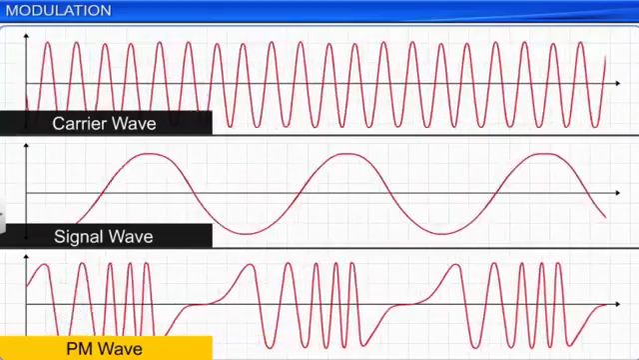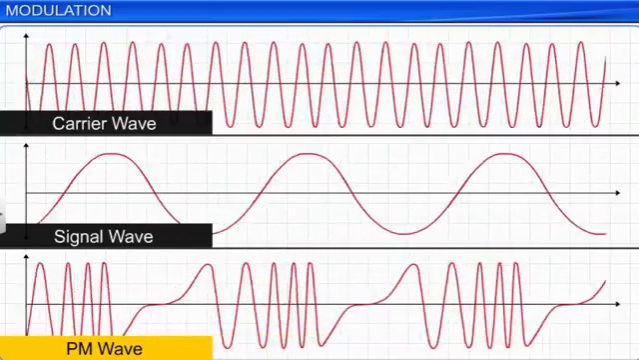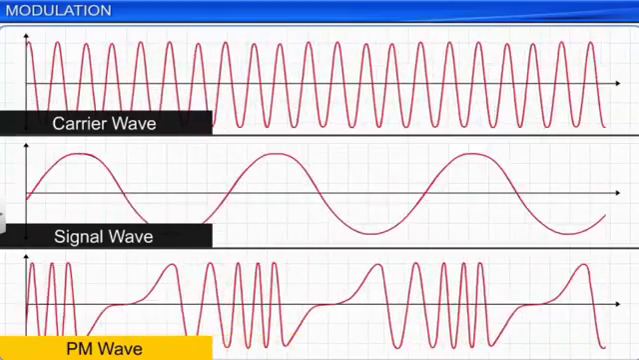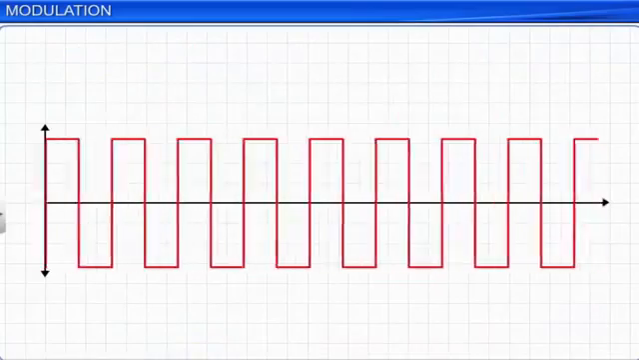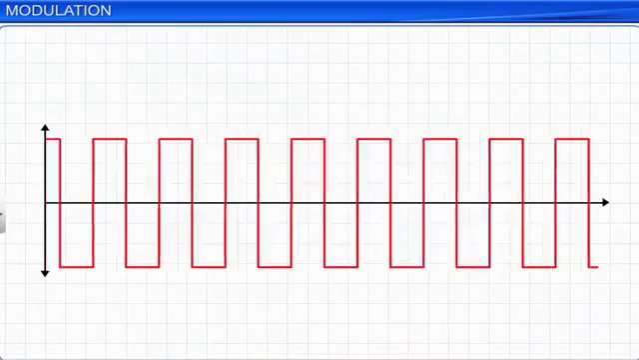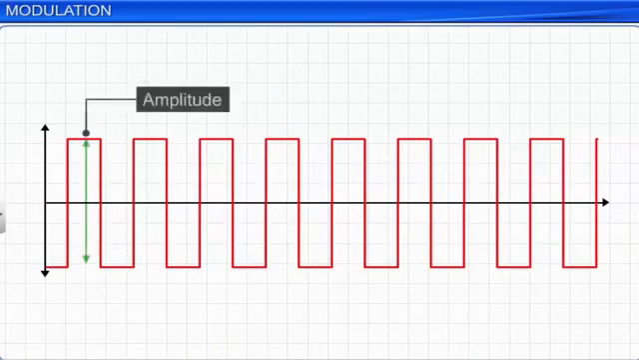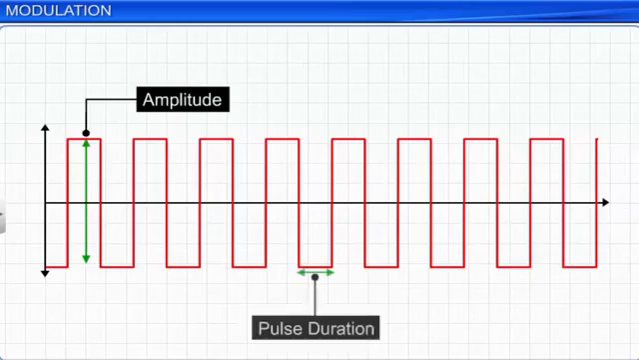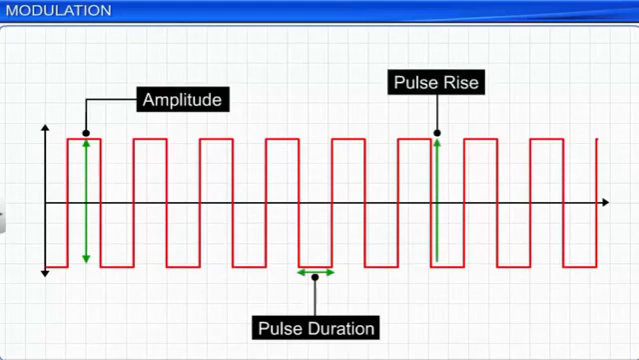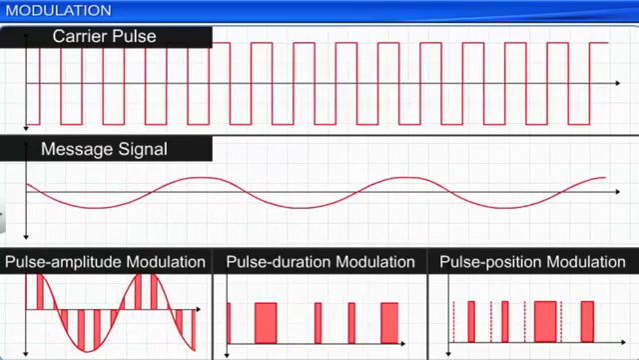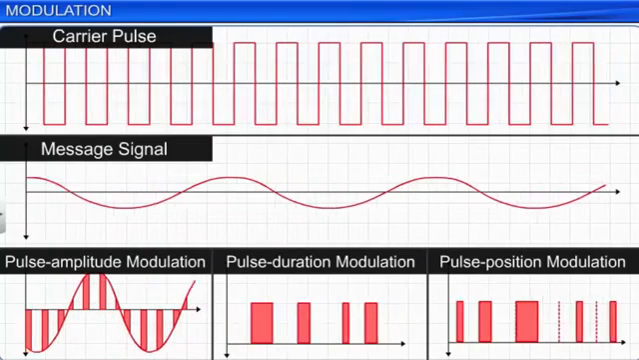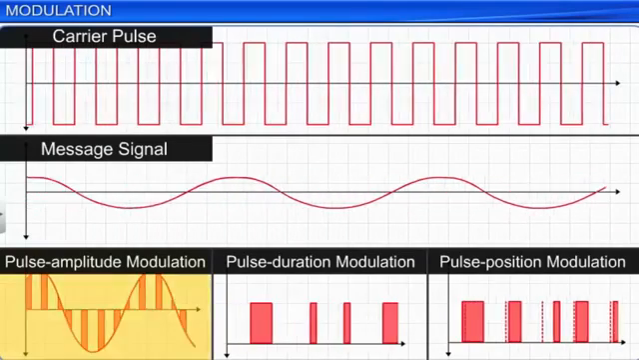The signal strength of a digital carrier wave or pulse depends on the pulse amplitude, pulse duration, and pulse position in terms of pulse rise or fall. Thus, the different types of modulations possible using a pulse carrier wave are pulse amplitude modulation or PAM, pulse duration modulation or PDM, and pulse position modulation or PPM.